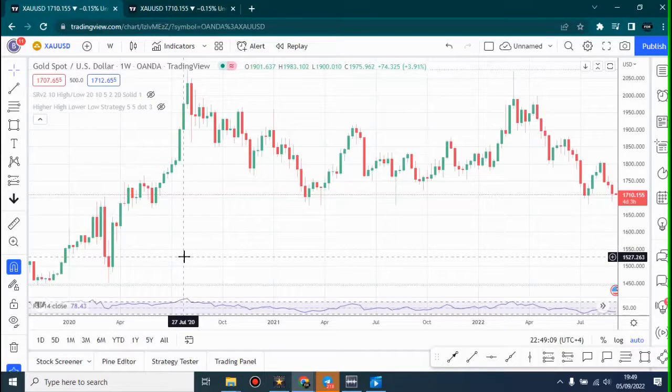So I'll just go straight into the analysis. I always do it from the weekly time frame or from the monthly time frame. Then I'll narrow down to the 4 hours or even the hourly time frame. So we start with the weekly time frame.